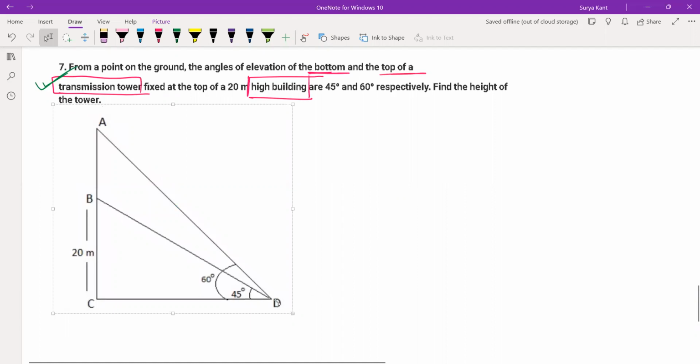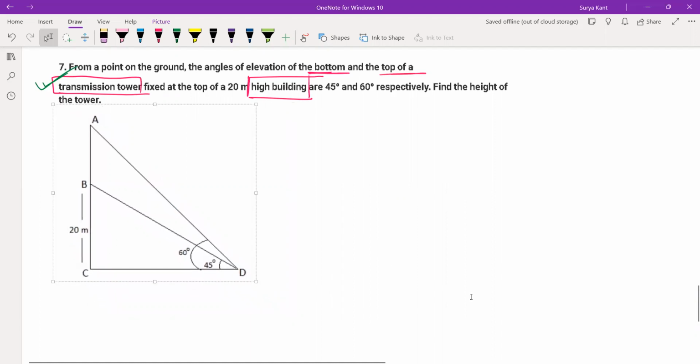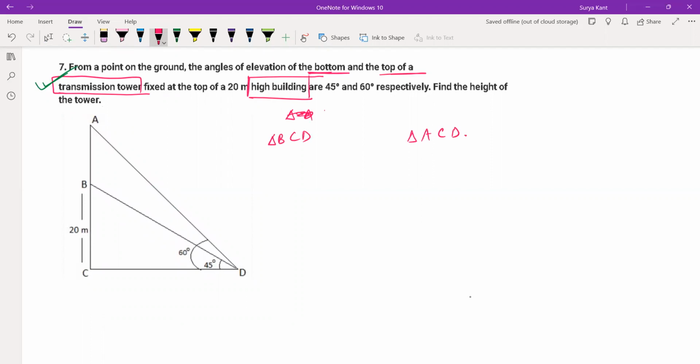So now how many right angle triangles are there in this? There are two right angle triangles. Name them separately, just write over here. First, the small triangle, you write BCD. Second triangle, you write ACD. We are not bothering about these other lines. So always opposite by adjacent. In BCD, we have tan 45 degree is equals to BC by CD.